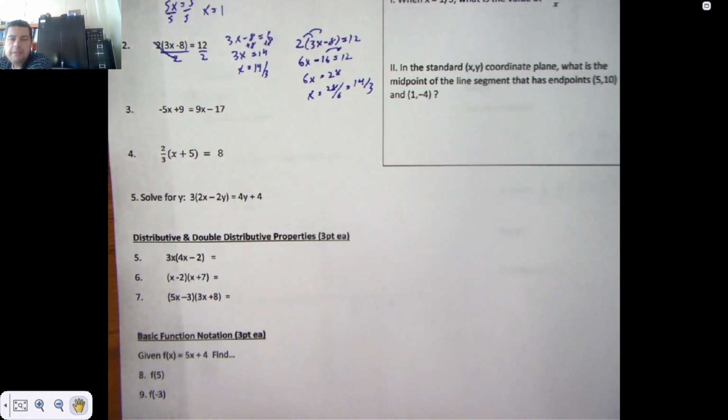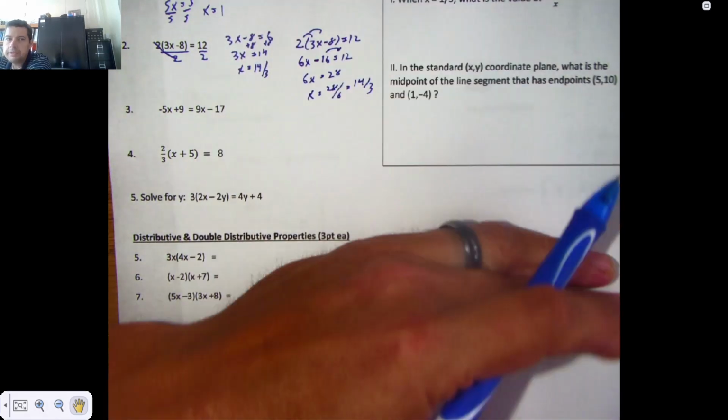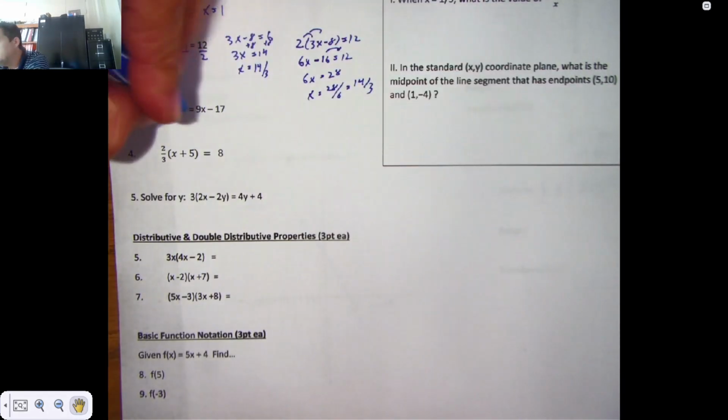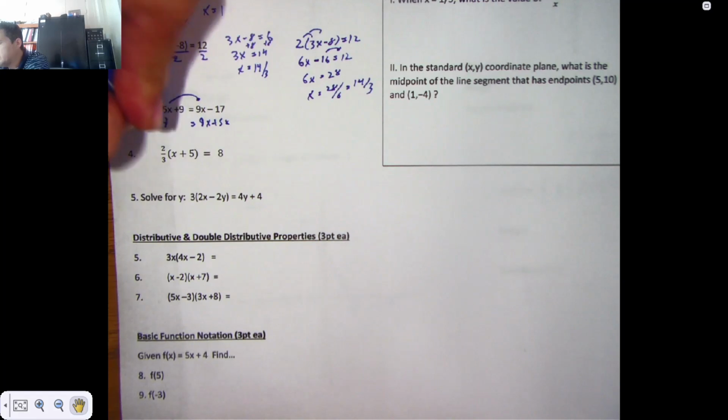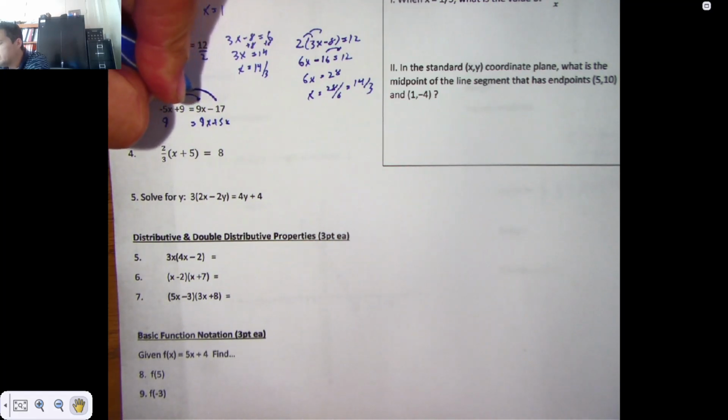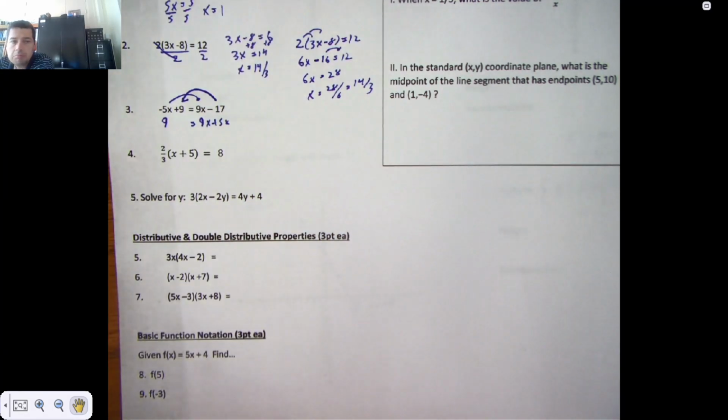This is number 3. You don't have to move your x's left. You can move your x's right. You can move this over here. If you jump equality, you change your sign. Some kids never catch on to that. And if you move your x's to the right, I guess by and large you move your numbers to the left. So whatever you want to do.